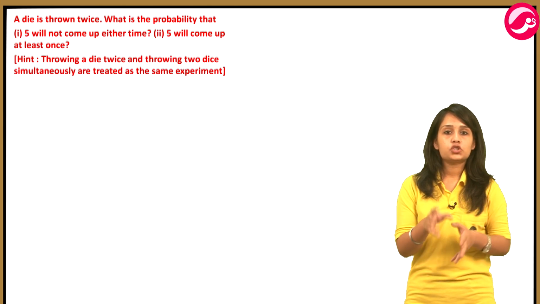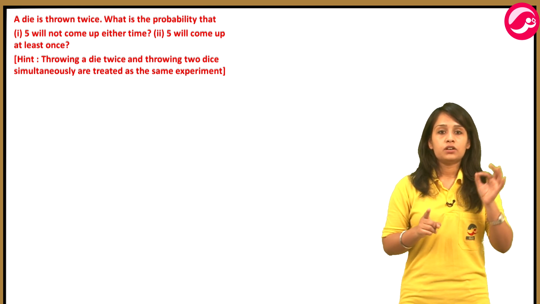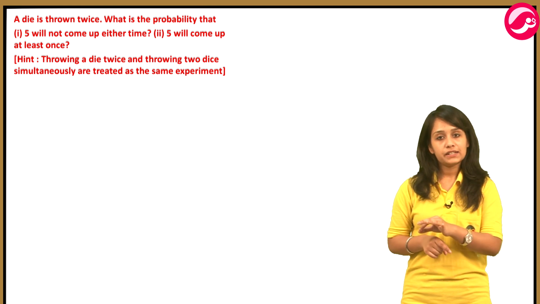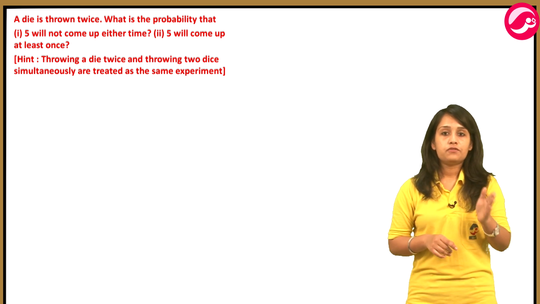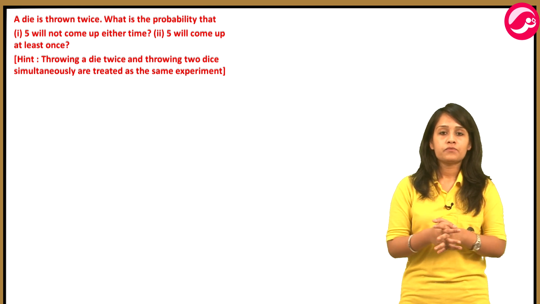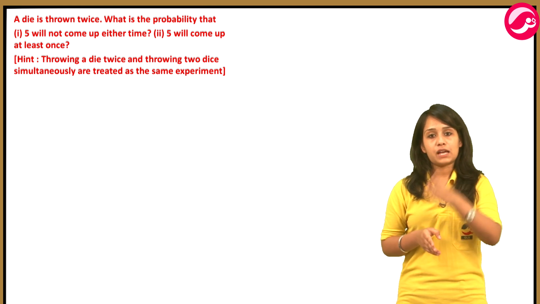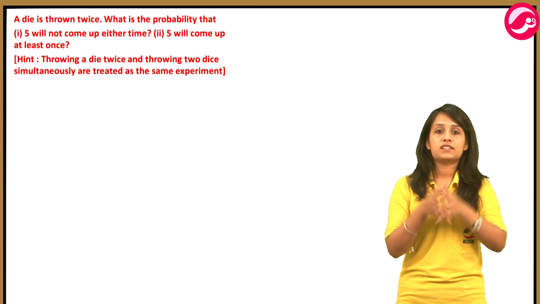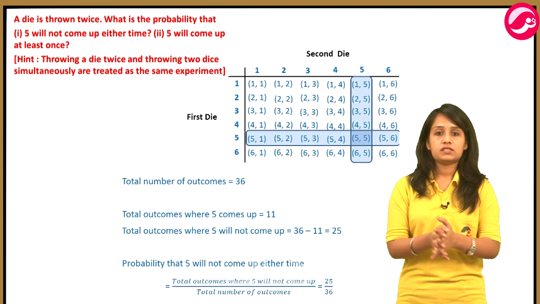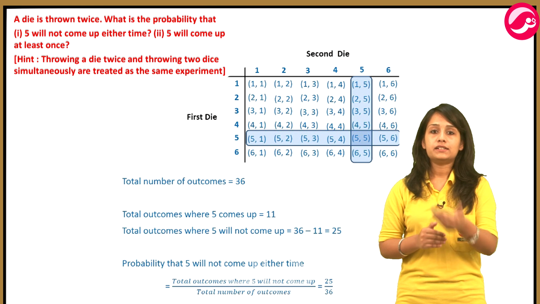Now a dice is thrown twice. What is the probability that number 1, 5 will not come up either time, and number 2, 5 will come up at least once? So we are given a hint over here. Throwing a dice twice and throwing 2 dice simultaneously are treated as the same experiment. So first question is, what is the probability that 5 will not come up either time?